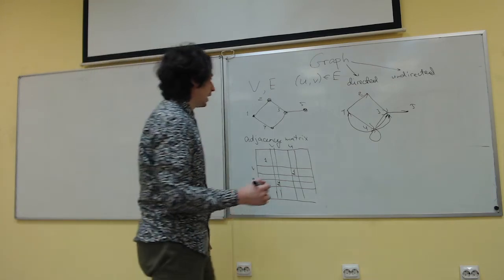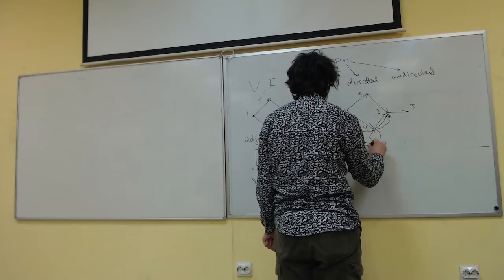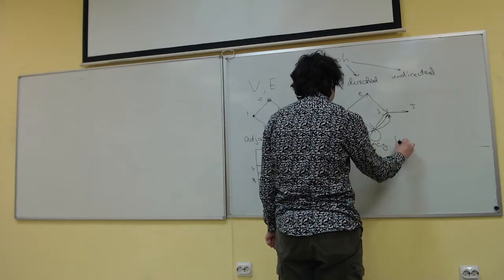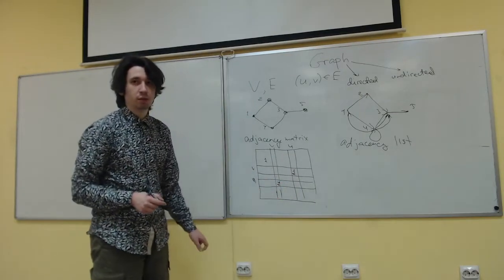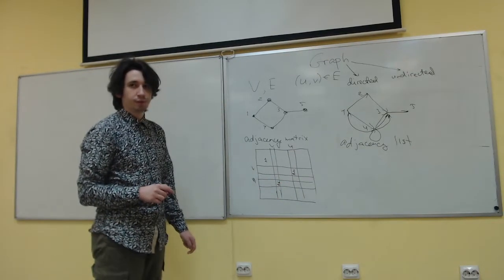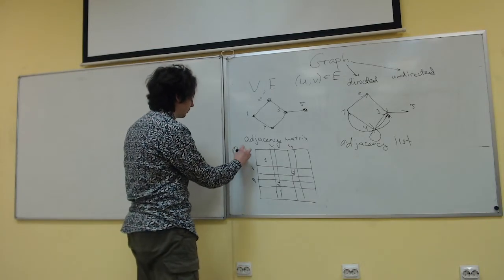Okay, and there is the adjacency list. Sorry, what is the space complexity of the adjacency matrix? n squared. Yeah, so it is n squared.